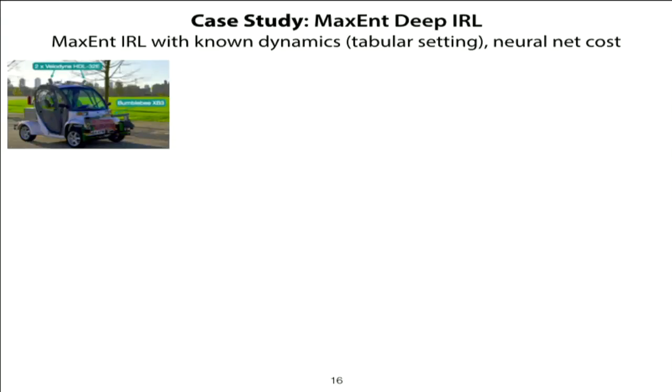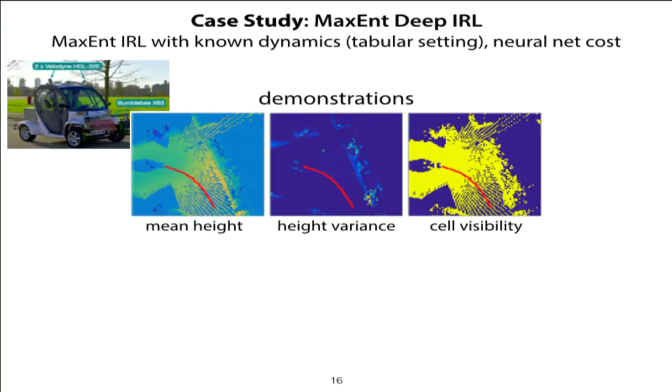So they had this golf cart that had Velodyne LiDAR sensors and a stereo camera. And the way that they were representing their features, the input to the neural network, is they computed for every voxel, or every 2D grid cell, the mean height of that cell, the height variance, and the visibility of that from the sensors.